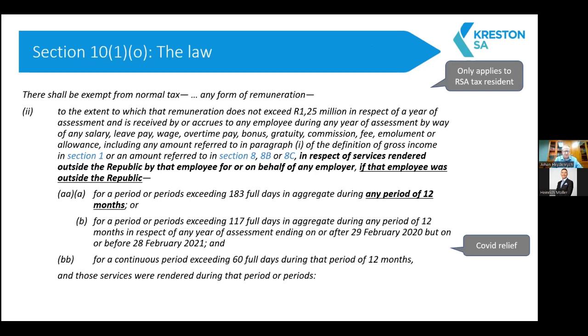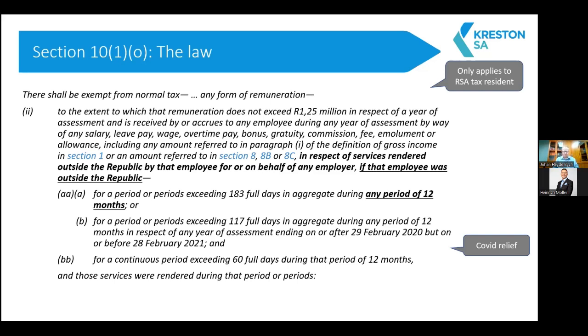During any year of assessment, by way of what? Salary, leave pay, wage, overtime pay, bonus, gratuity, commission, fee, emoluments, or allowances, including fringe benefits, including your share option schemes or the vesting of options or shares that is subject to certain restrictions. So Section 8C gains. All right. So it applies very wide, but it doesn't apply, for example, if you are self-employed.